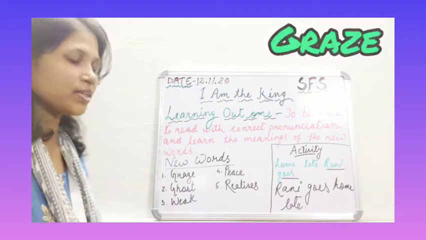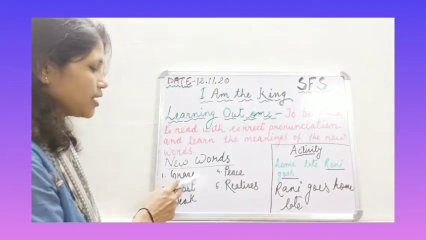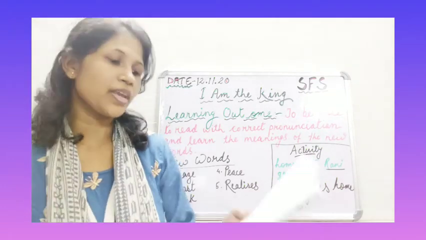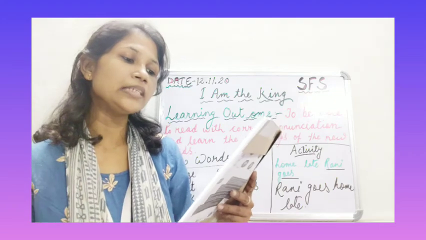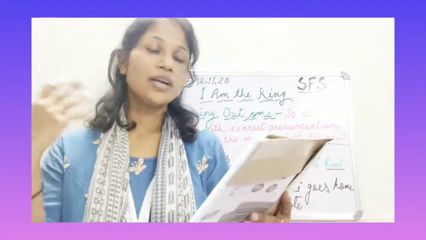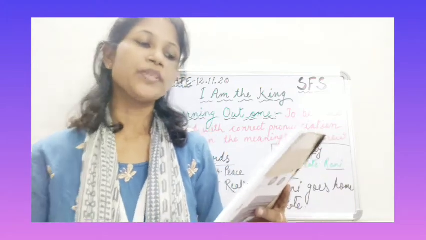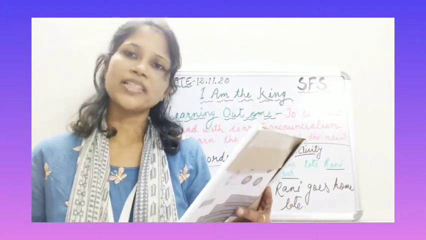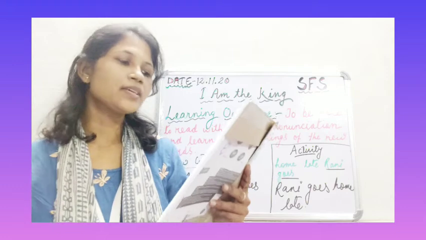G-R-A-Z-E, graze. So what is the meaning of graze? When animals eat grass or other plants. That means when an animal grazes, we see, the cow is grazing grass. When a particular animal eats grass or other plants, that process is called graze.